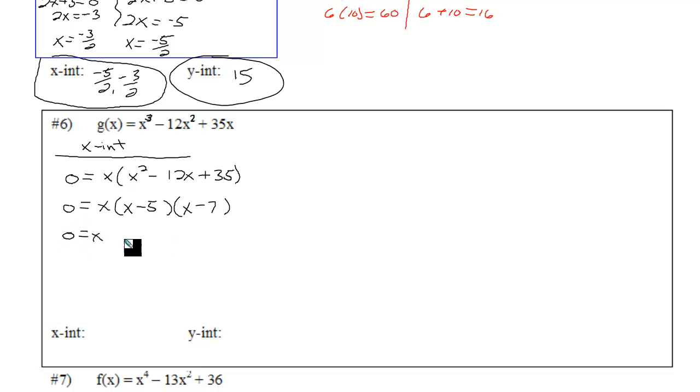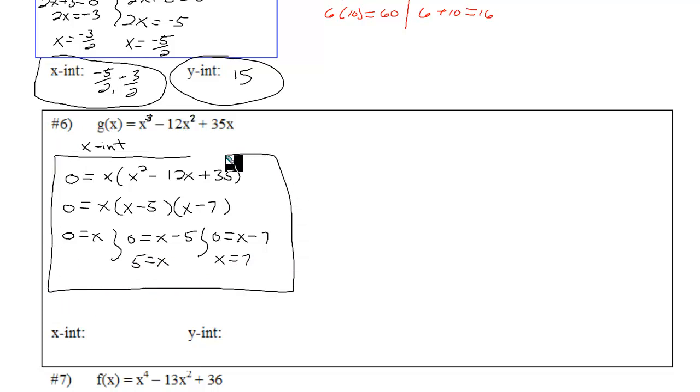Then you take each factor, set it equal to 0. And then you solve each of these little equations. So we get x-intercepts of 0, 5, and 7.